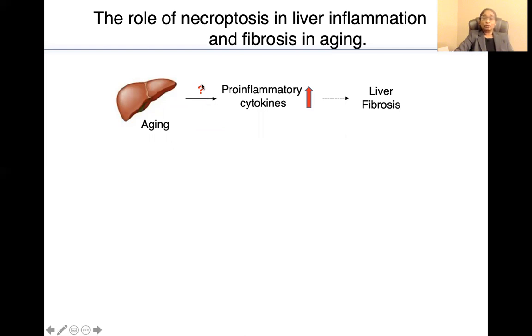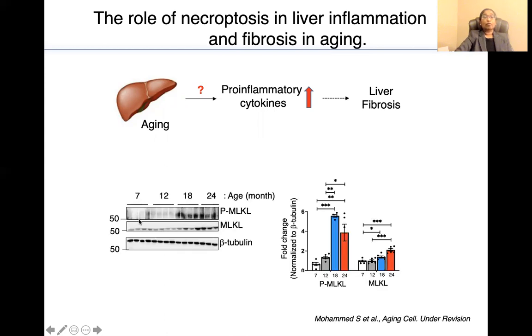Liver is also known to have increased expression of inflammatory cytokines with age, and these inflammatory cytokines are one of the reasons that can lead to liver fibrosis. The question we asked is: is necroptosis upregulated in the liver with age? So here we looked at 4 different age groups: 7, 12, 18, and 24 months.